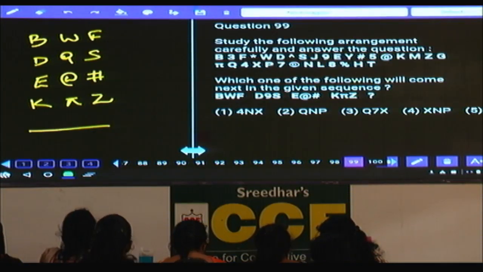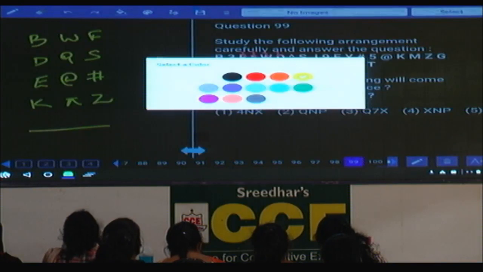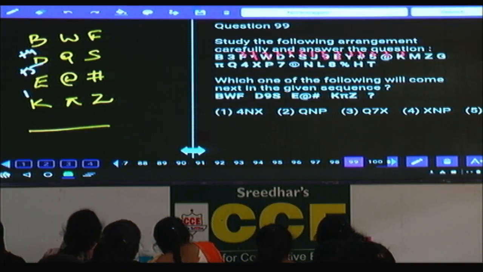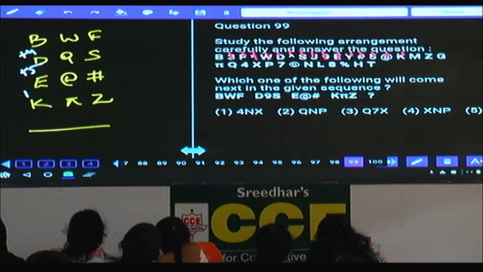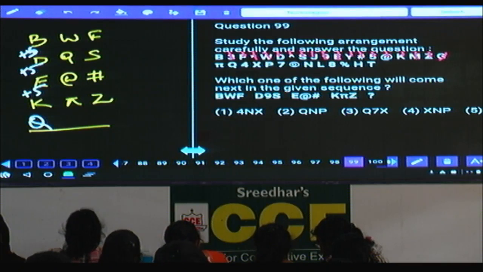Now in this B, D, E and K, B to D, tell me what is the relation here? 1, 2, 3, 4, plus 4. Between B and D, what is the element we have? Plus 4. D and E, 1, 2, 3, 4, 5, plus 5. And E and K, 1, 2, 3, 4, 5, plus 5. Here plus 5, here also plus 5. K plus 5: 1, 2, 3, 4, 5. Q is the first element. Among the given choices, Q as the first is given in 2 choices.